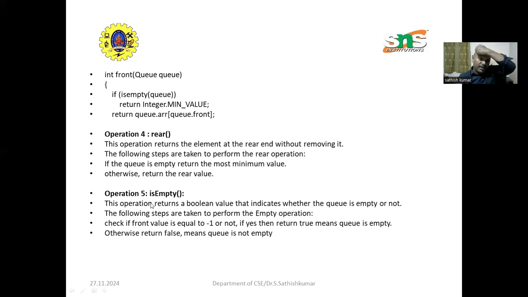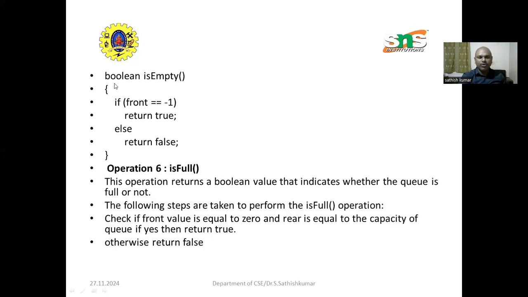Operation 5 is empty. It returns a Boolean value that indicates whether the queue is empty or not. The following steps are taken to perform the empty operation. Check if the front value is equal to minus 1 or not. If yes, return true, meaning the queue is empty. Otherwise, return false, meaning the queue is not empty. So Boolean is empty: if front equals minus 1, return true, else return false.